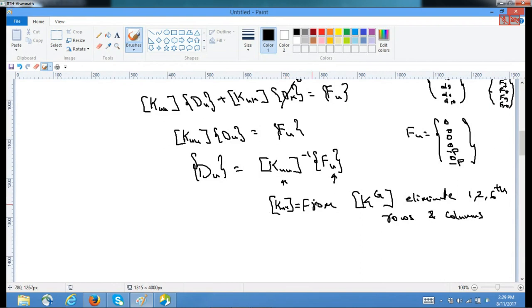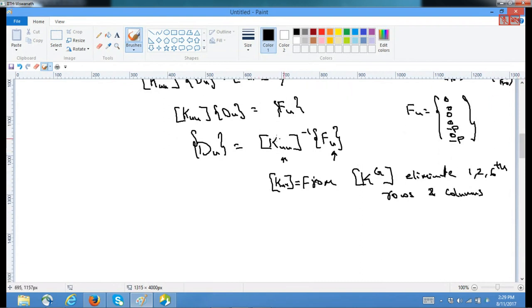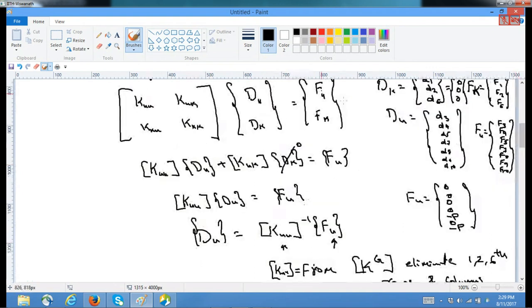So once you know Kuu and Fu, you get du. Now we will make use of the second equation from this. This is the first equation, equation 1. Now equation 2 is this one.